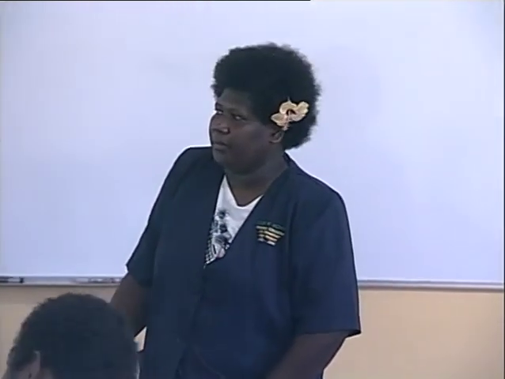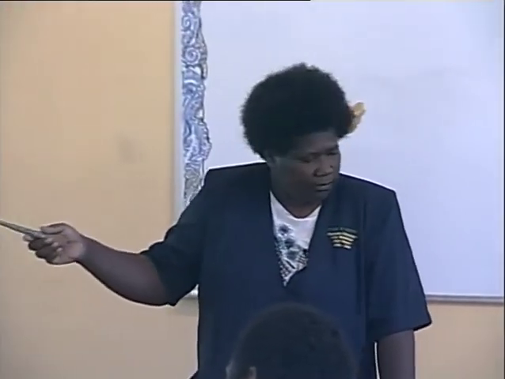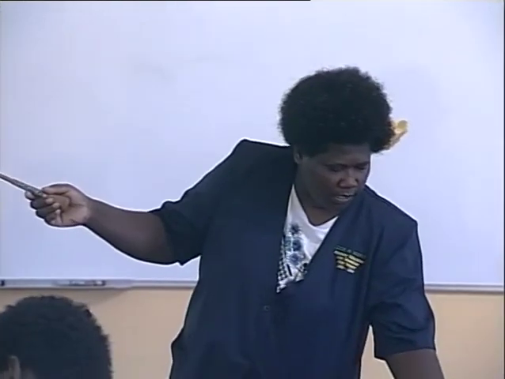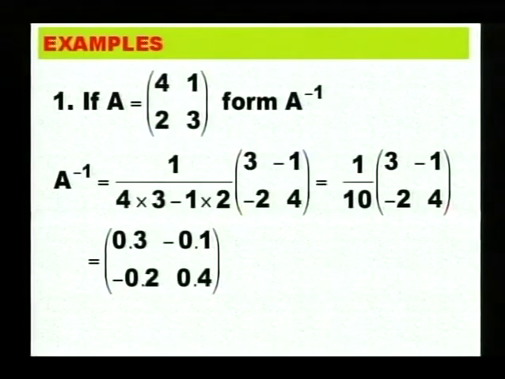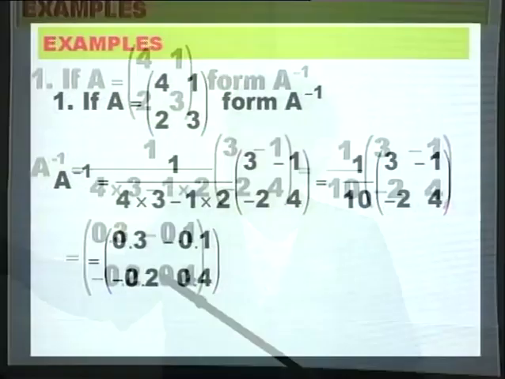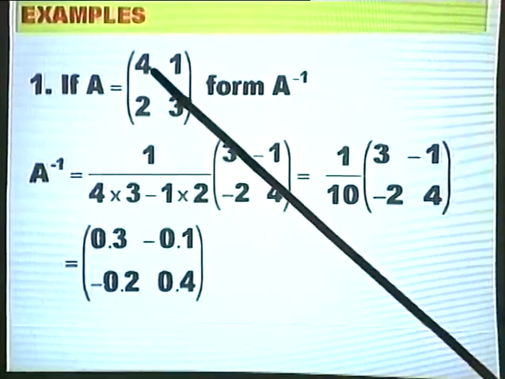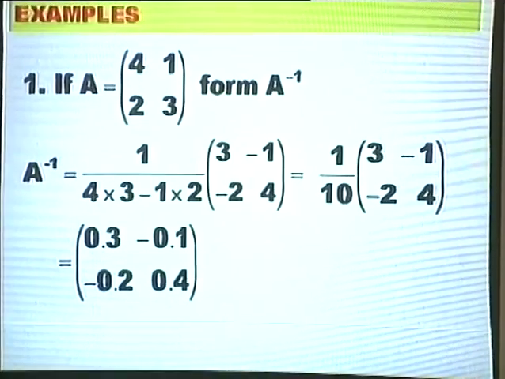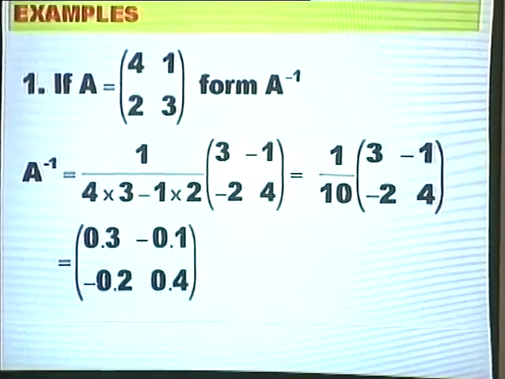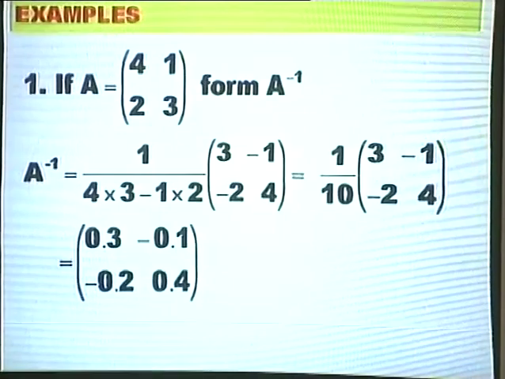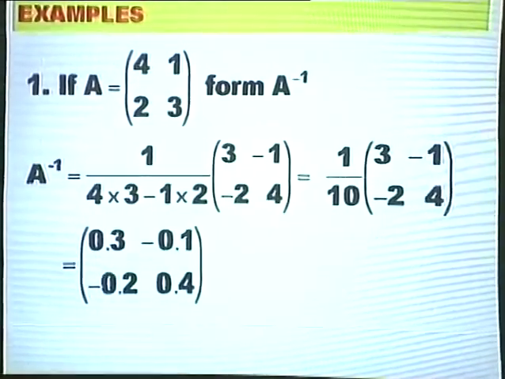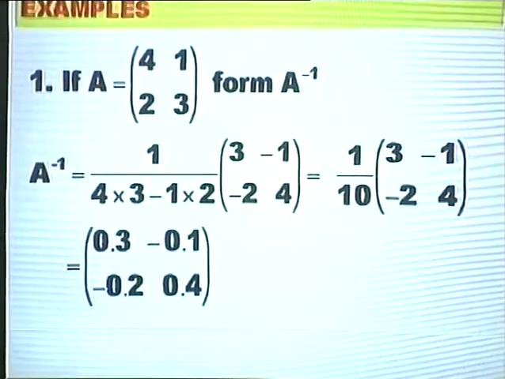Okay, to check, I actually missed the part where you have to check, but you can check it yourself. What you have to do is multiply this by this and see if you get a unit matrix. So if you multiply this by this, you should be able to get a unit matrix. Okay, I'll leave that for you to do. You can check.